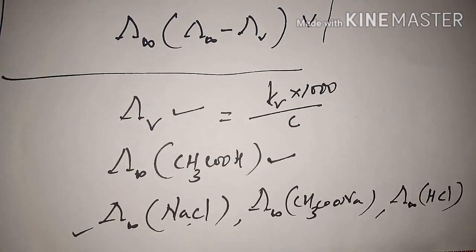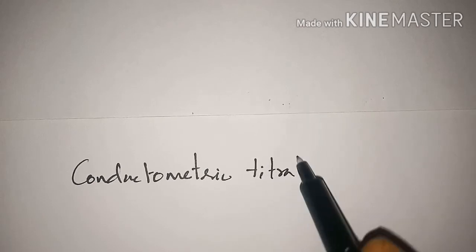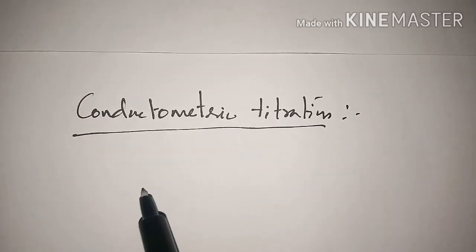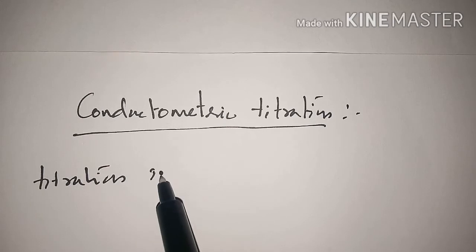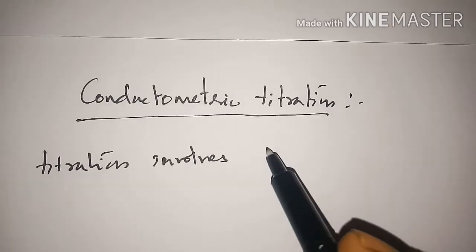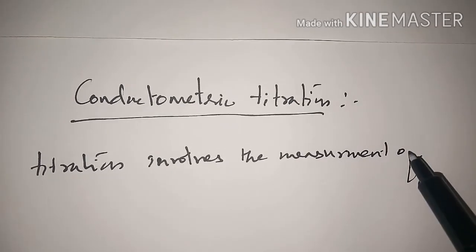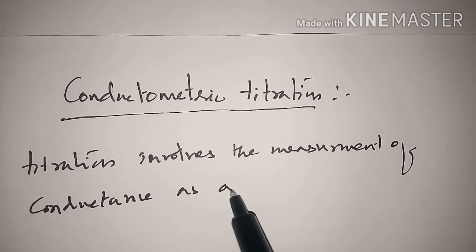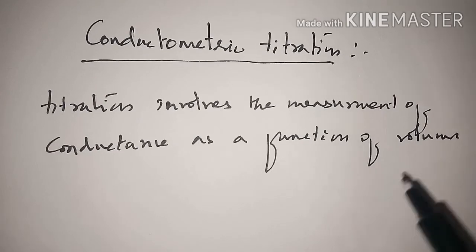So now another concept is conductometric titration. The titration involves the measurement of conductance. So conductometric titration is nothing but a titration that involves the measurement of conductance as a function of volume. We call it conductometric titration.